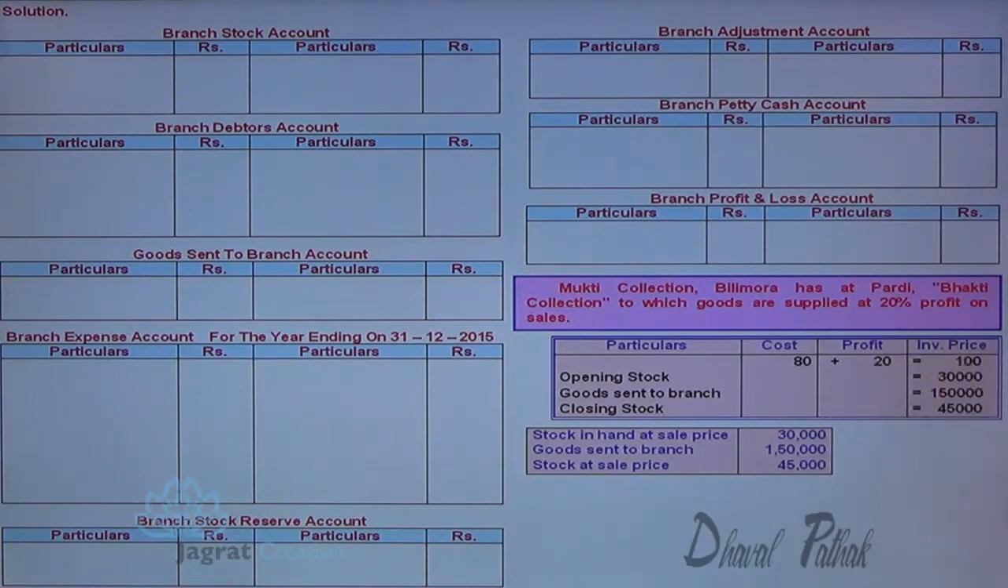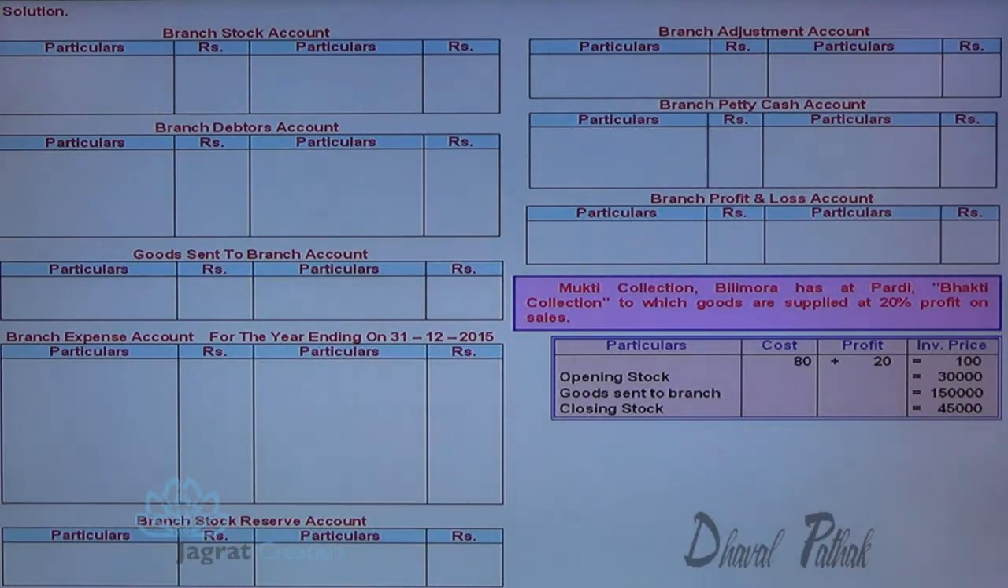Now let me find out the profit element and cost element. If invoice price is 100, profit is 20, how much for 30,000? Obviously 6,000. 100 is to 80 cost. How much for 30,000? 24,000 is the cost. Same way I would like to find out for 1,50,000.